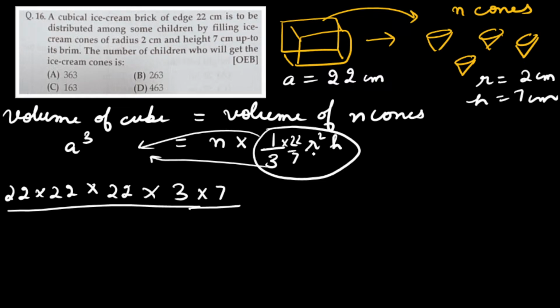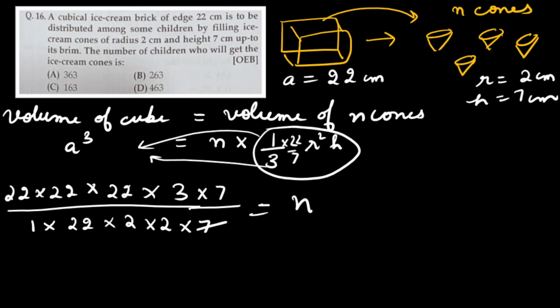Now what am I left with? 1 will come in the denominator. Then 22 also will come in the denominator. R square and h. R's value is 2. I am just going to directly substitute. R square is 2 square. Height is 7. So on this side I'm only left with n. N is 163. Jayashree has given the answer.